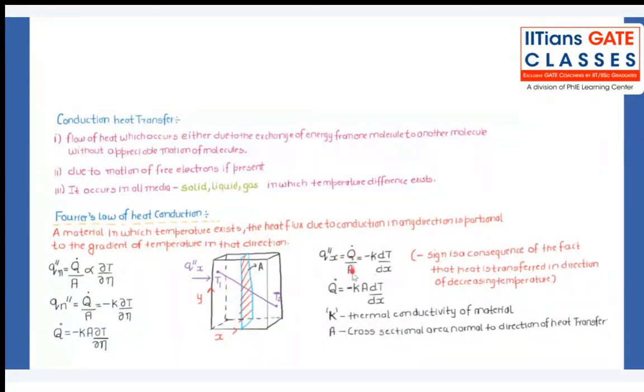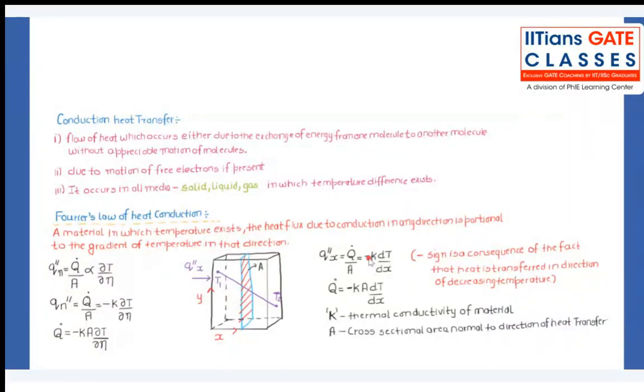So we get q_x = Q dot by A = K times dT/dx. First of all, it is proportional to dT/dx because we are calculating the heat transfer in the x direction. Fourier's law says that the heat flux due to conduction is proportional to the temperature gradient in that direction. If you remove the proportionality sign, you get a constant which is K. This K is called the thermal conductivity of the material, so it is a property of the material.